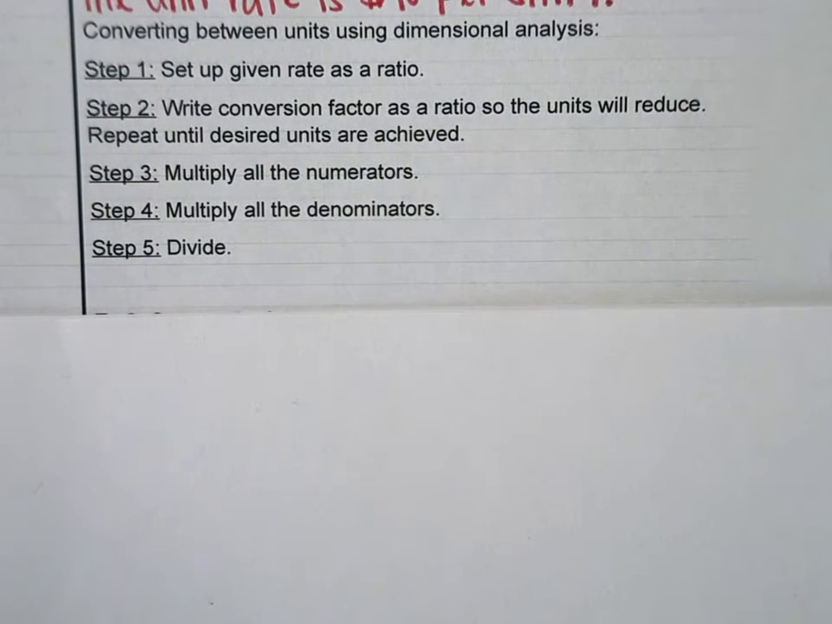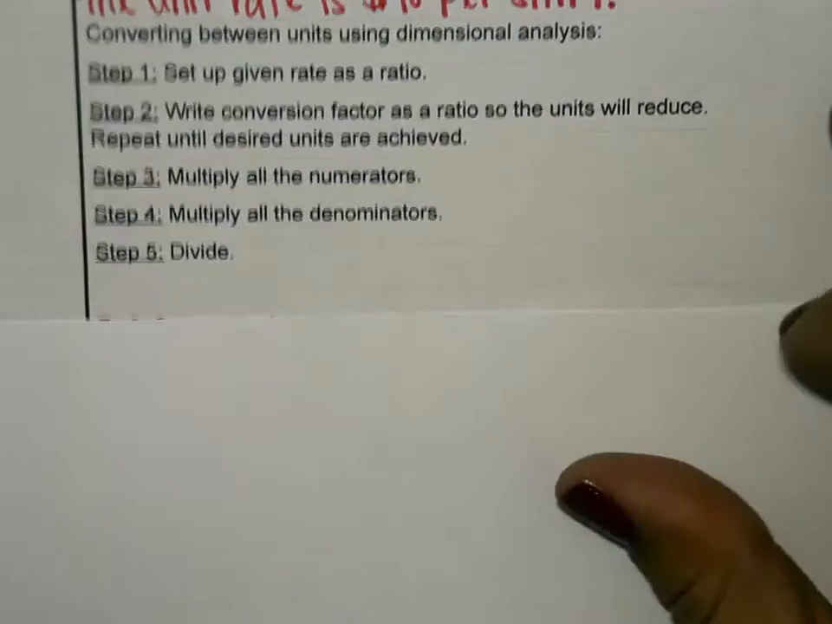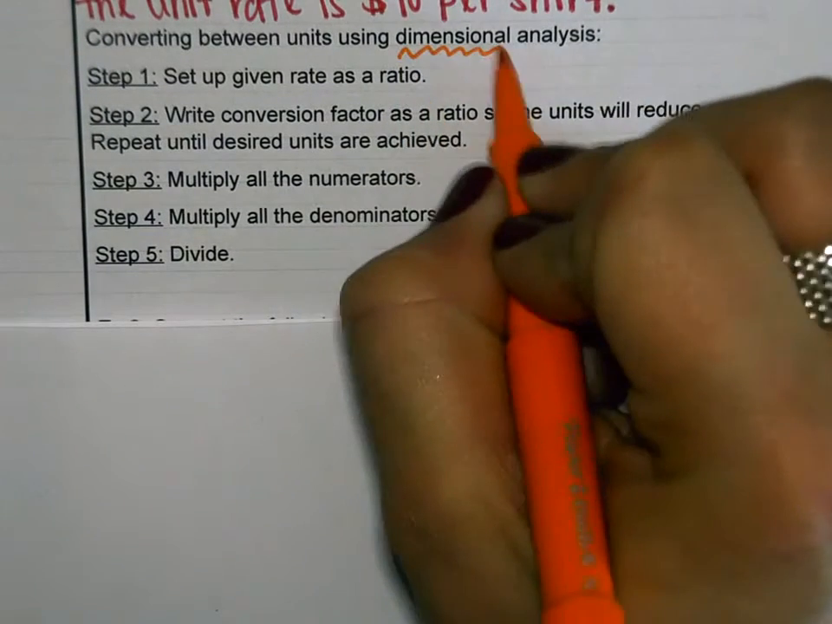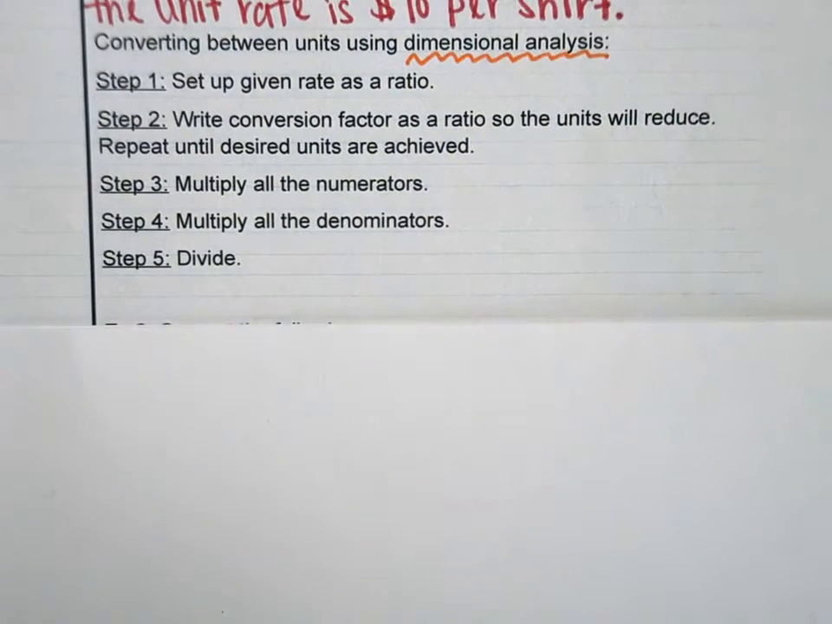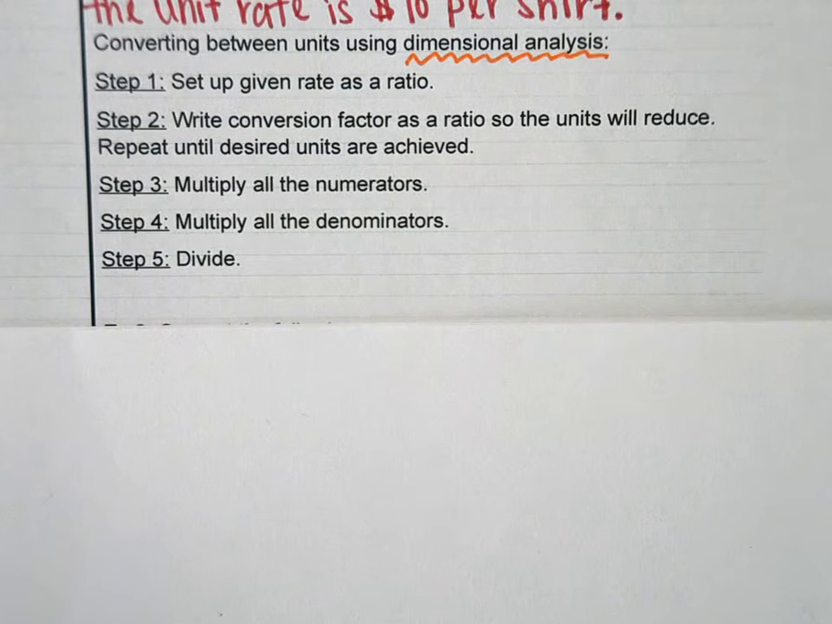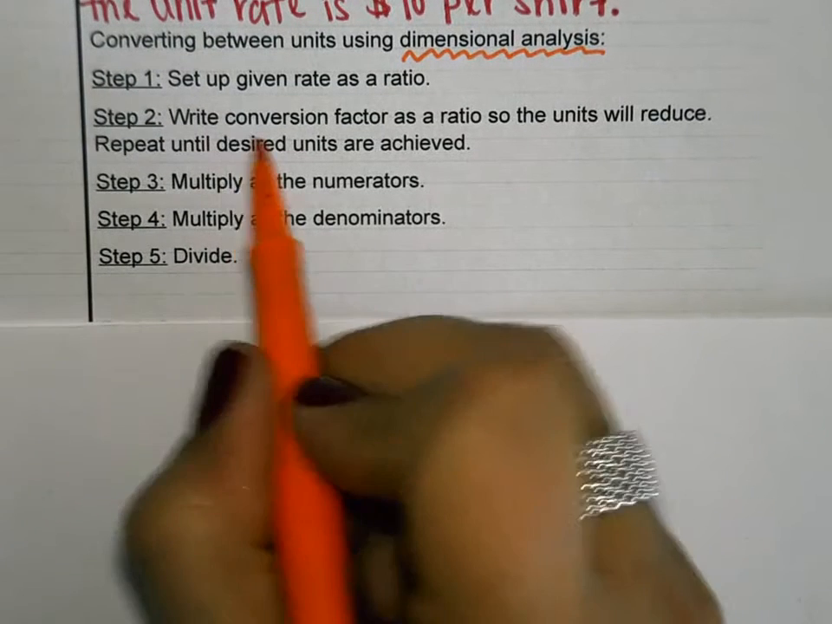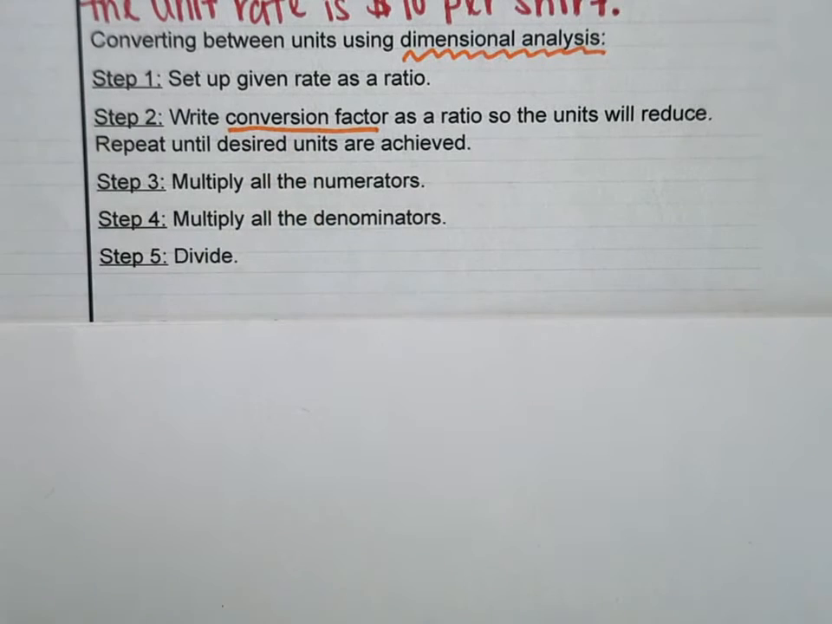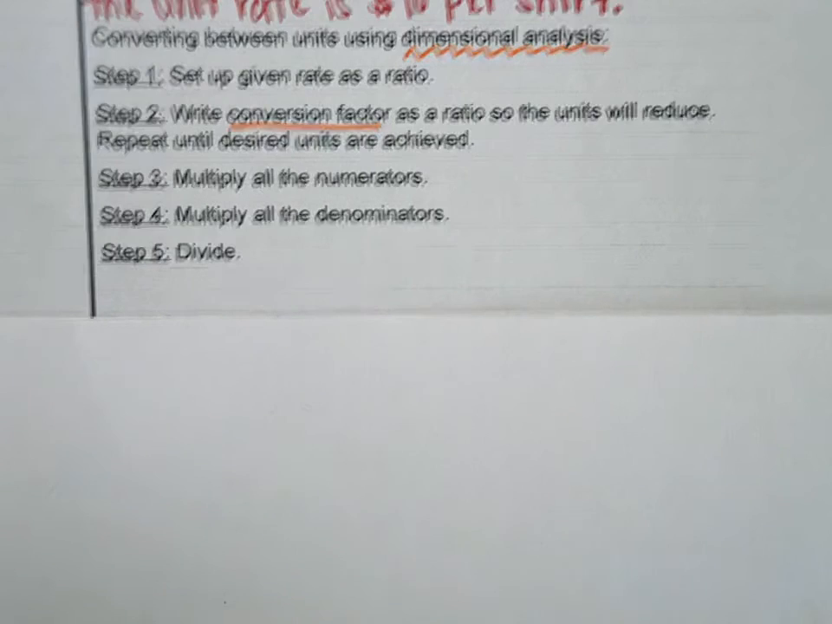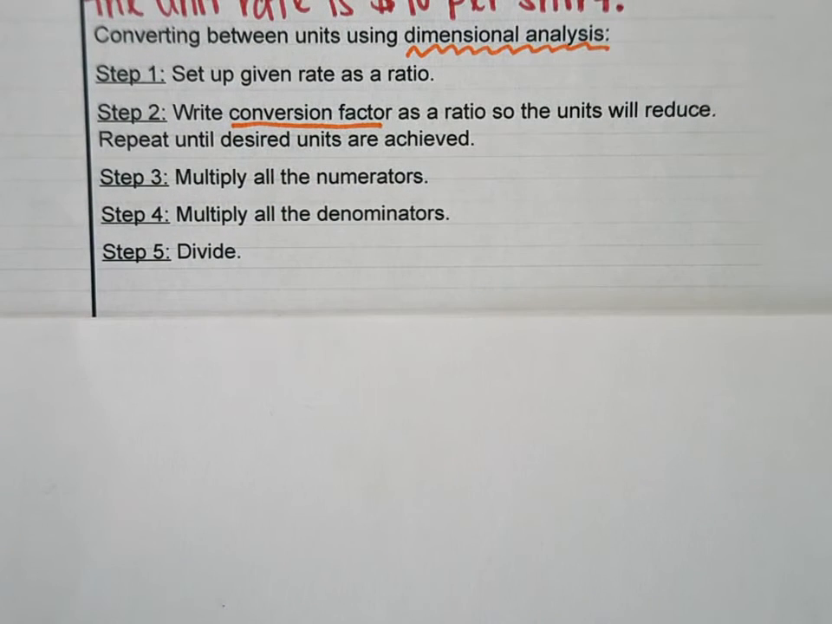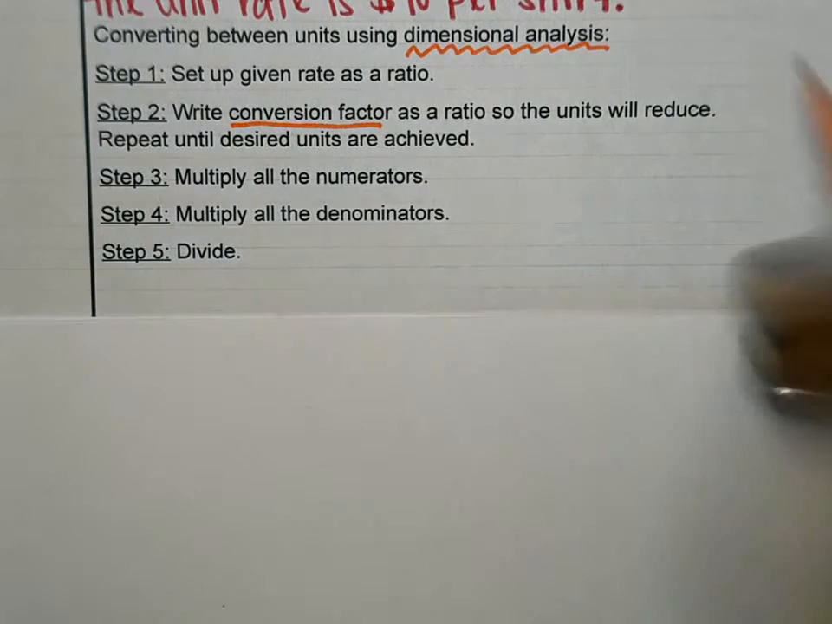Converting between units using dimensional analysis. Step 1, you are going to set up the given rate as a ratio. Step 2, you will then write the conversion factor, and that will either be given to you in the problem or you can look it up if you need to, as a ratio, so the units will reduce, and that's the important part here.